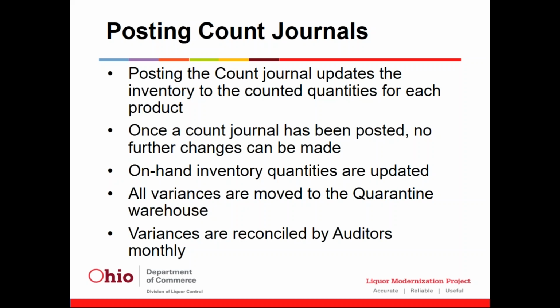People ask, well, what happens if I did a count, I was 2 bottles short, I post the count journal, and 5 minutes later I locate those 2 bottles. In that case, what you need to do is just create a new count journal for just that one item. You'll create a count journal, do the RF scanner, put the new total correct amount in, and post the count journal. And that new post count journal will replace the other one. So once you post a count journal, your on-hand inventory quantities will get updated, your variances will get moved in the system to the quarantine warehouse, and the auditors will reconcile those.